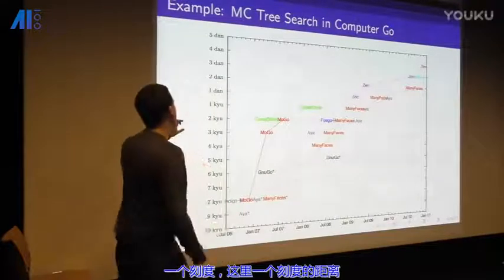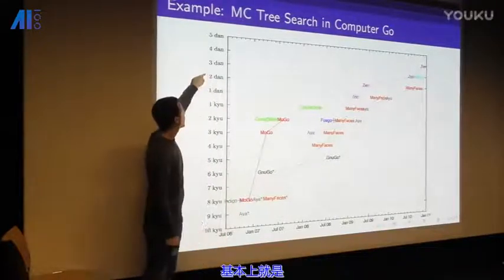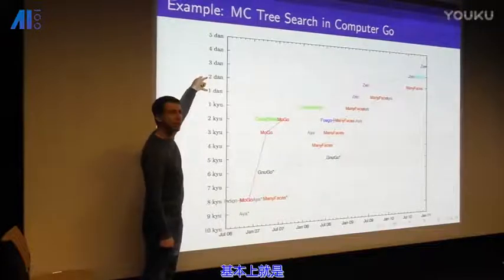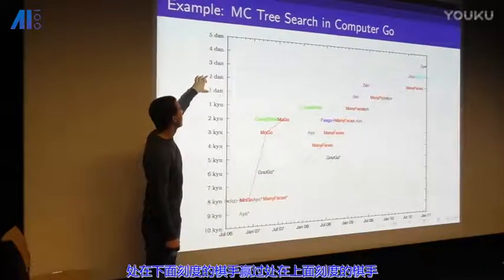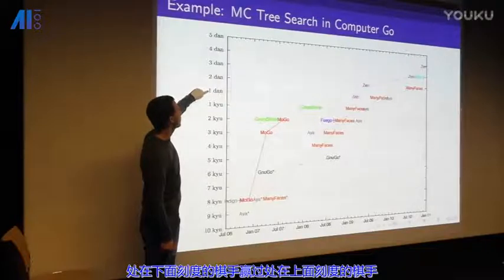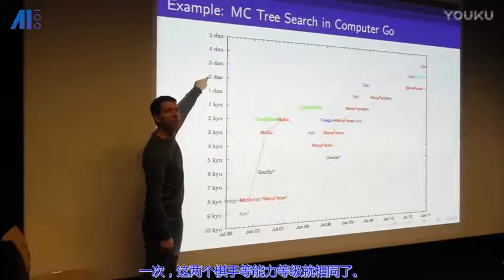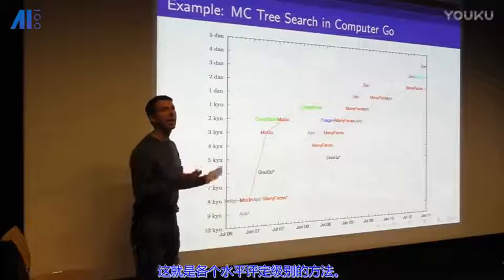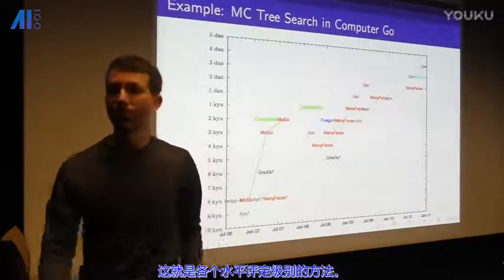So the distance difference here basically means that if this player gave one free move to this player, they'd be at an equal strength. So that's how you calibrate this scale at every level.